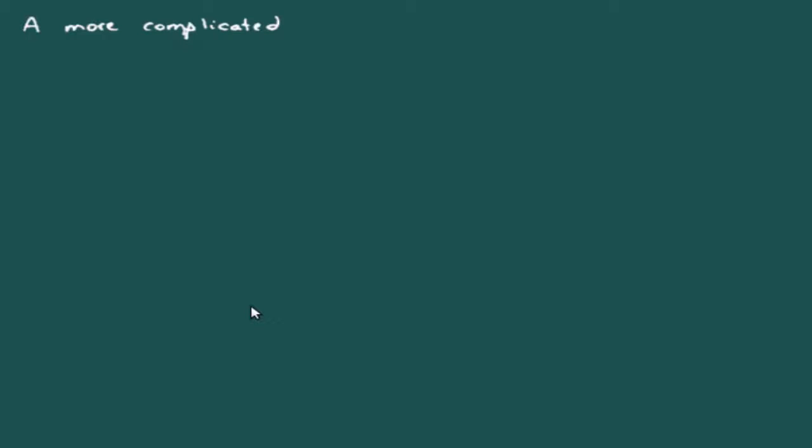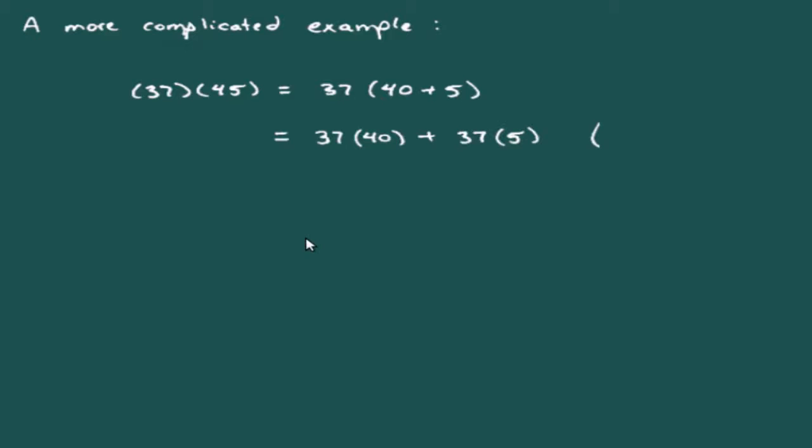Here's a more complicated example. Suppose we want to multiply a couple of two-digit numbers. So let's say that we want to multiply 37 times 45. Well, we can begin by looking at the 45 as 40 plus 5. And so when we do that, the distributive property would say that's just going to be 37 times 40 and 37 times 5.